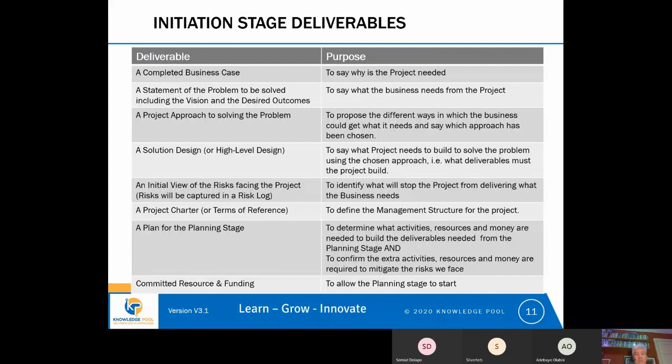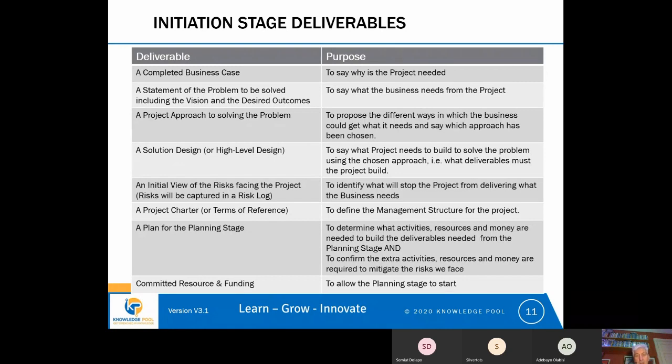We're nowhere near implementation. So we would start our risk log during the initiation stage, and one of our deliverables would be that initial list of risks in the risk log. And we do have a separate session on risk management where we'll look at project risk in a lot more detail. So we'll go on to discuss risks in the risk log in more detail in future.